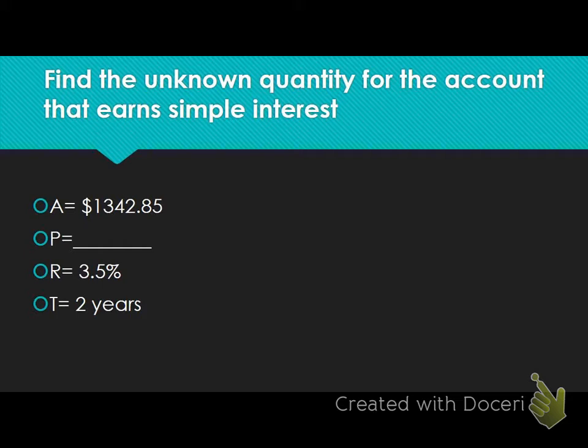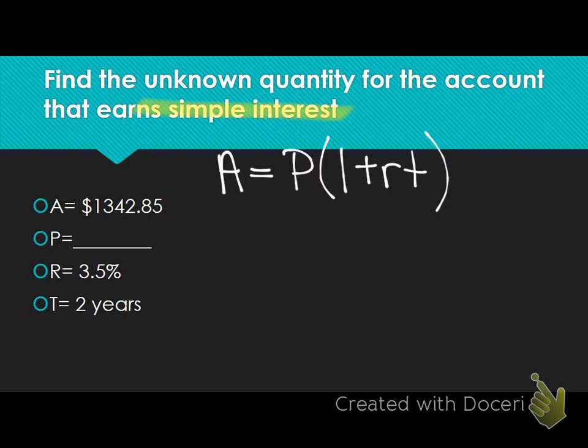Now we're going to find simple interest using this formula. You will have to have this formula memorized for your final. A equals P times 1 plus RT, where A stands for your final balance. That's the final amount that you would have in an account. Why they don't use B for balance, I don't know, but that's what it is. So A is your final balance.